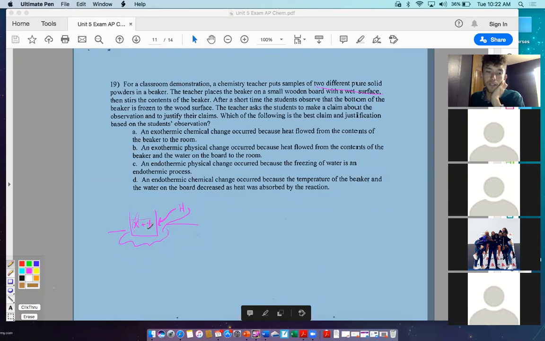So the delta H of the system here, my reaction, must be positive. It has to be an endothermic chemical change that's happening, because the beaker and the water, they're giving off heat energy into the endothermic process in my beaker. All right, so 19 was D.